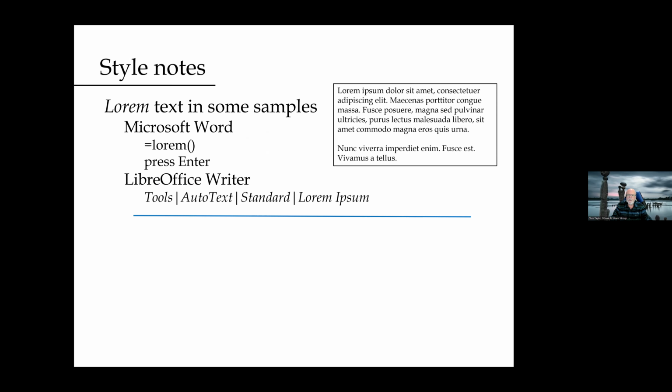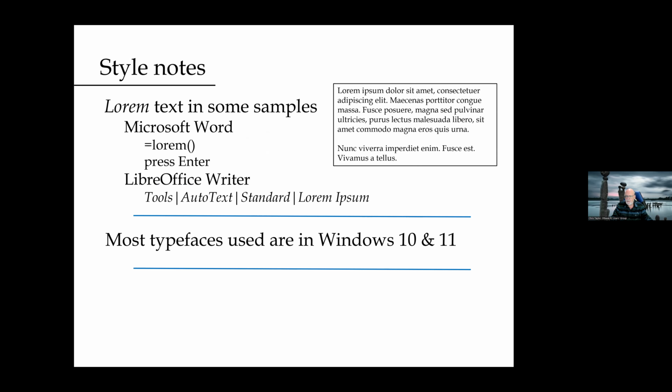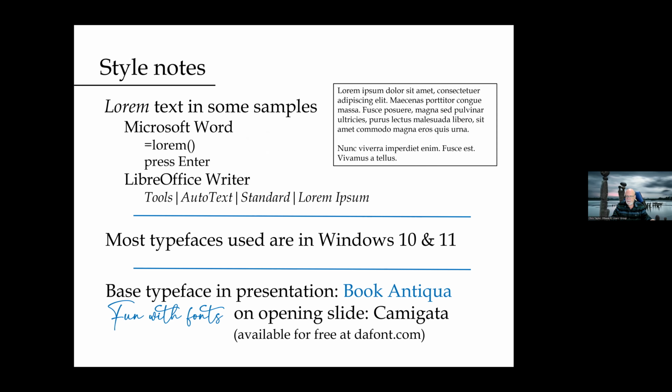If you want to use this random sort of looking text, you can get it in Microsoft Word by typing in equals lorem, open and close parentheses, and pressing enter. And LibreOffice Writer has it under the Tools, Auto Text, Standard menu. You can get these blocks of text, which can be useful when you're just trying to display a whole bunch of text. Most of the typefaces used are in Windows 10 and 11. There are a few I'm going to use that were not in Windows 10 or 11, and that's when I couldn't find a font within Windows that exhibited a particular thing that I was trying to illustrate. The base typeface for the presentation is Book Antiqua, and Fun with Fonts on the opening slide is in Kamigata, and that's available for free at dafont.com.